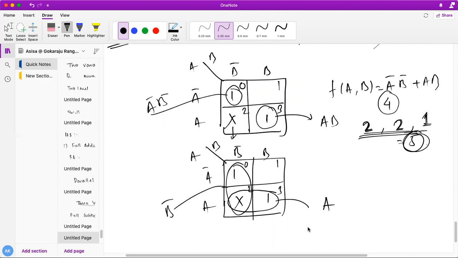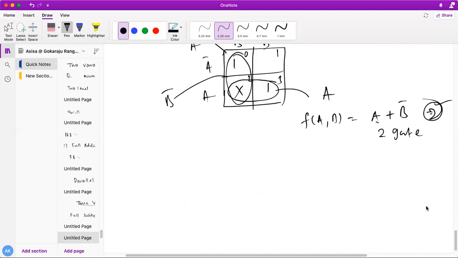This is B bar. So I have reduced my number of literals to how much, student? A or B bar. So only 2 literals. So here 4 literals, here 2 literals. And how many gates do I require? I just require 2 gates. What are those? One OR gate and one NOT gate. Do you all understand the difference where you are going to use don't care and where you are not going to use don't care? Whenever the number of literals is going to reduce, use the don't care effectively at that time.